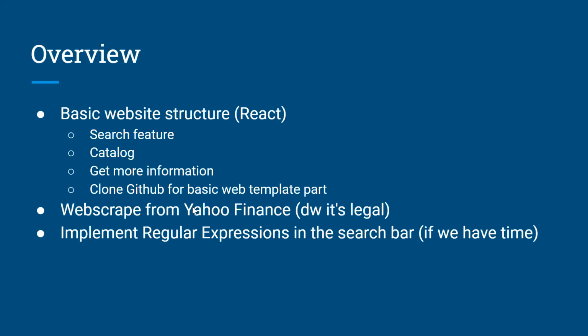Okay, so just a quick overview of what we're going to do. The website structure is just going to be React. I'll give you guys a GitHub to clone just for the website. It just has a search bar where you can search for different stocks, and you can get more information about it, and you can also get some web articles about that. And yeah, we're going to web scrape from Yahoo Finance because that's legal, and I didn't have time to do the regex thing, so yeah.